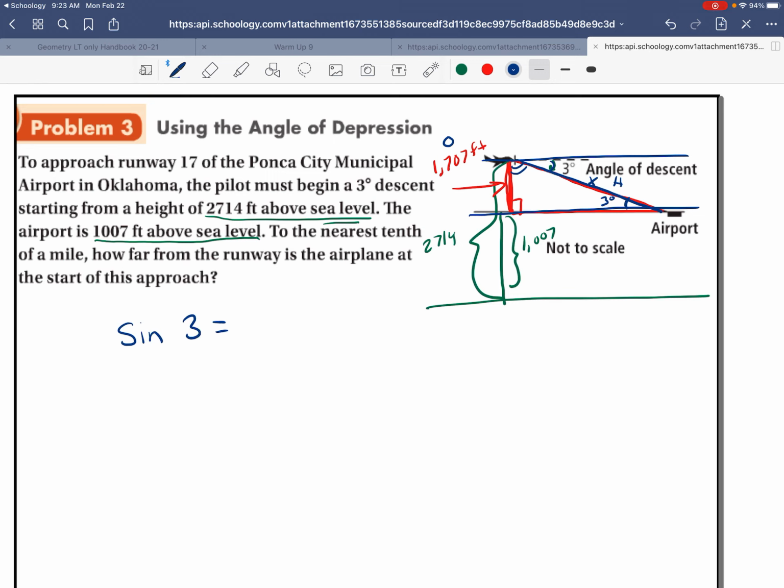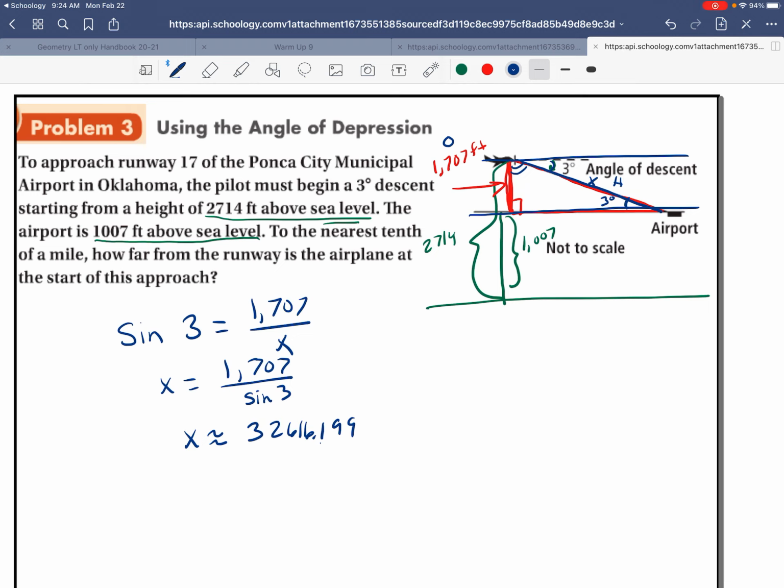So the sine of 3 degrees is the opposite over hypotenuse, and we're going to solve for x, which means we're going to have to divide by sine of 3. And we get x is approximately, let's see what this is, divided by sine of 3. I've got 32616.199.